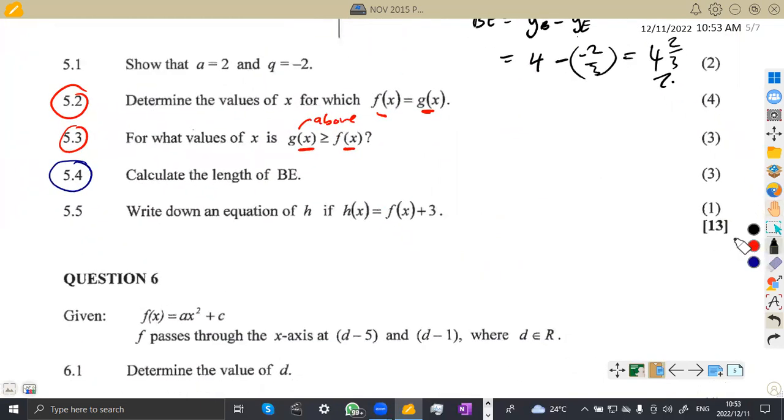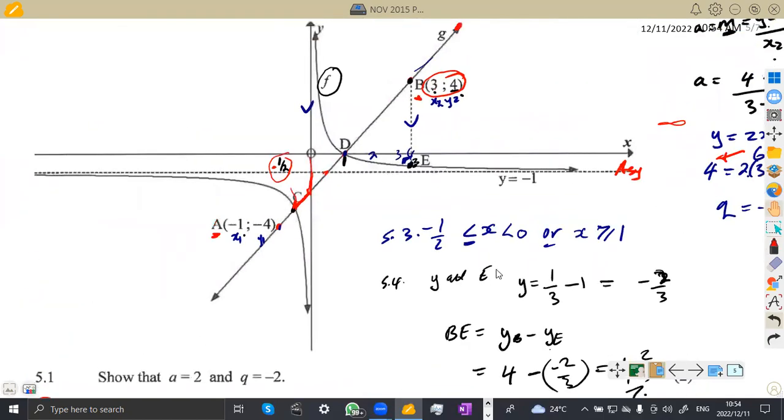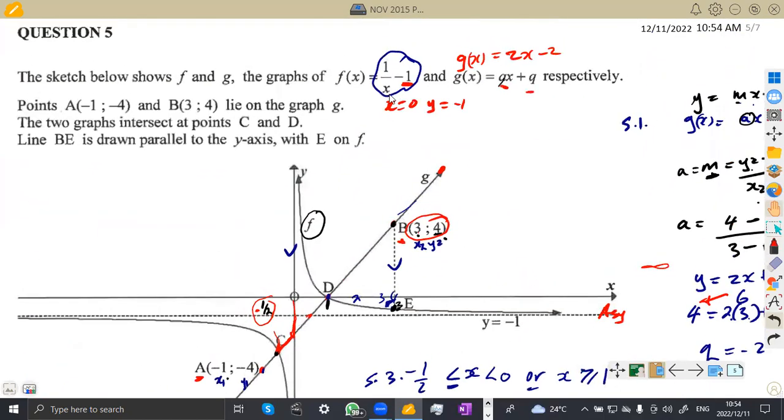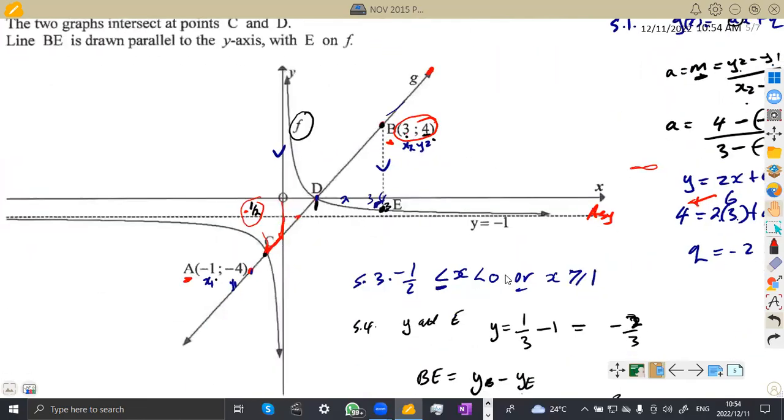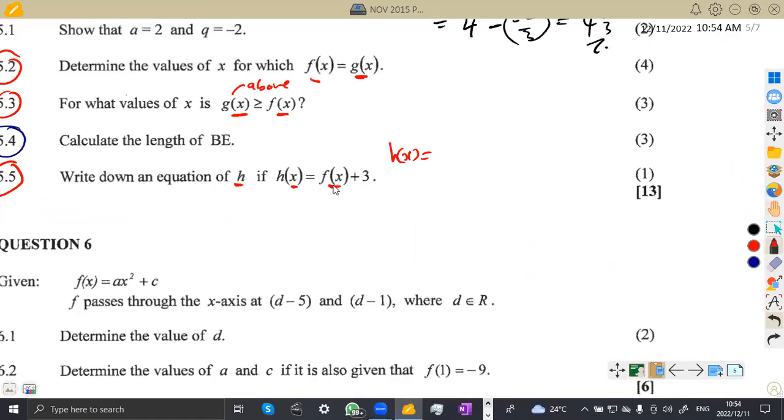On 5.5, we are now asked to write down the equation of h, where h(x) is equal to, so this one, guys, is just a direct equation. h(x) is equal to f(x) plus 3. So you simply take your f(x), then you add 3. Where is our f(x)? This is our f(x), which is 1 over x minus 1. So it's 1 over x minus 1, but we are supposed to add a 3. So the moment we add a 3, that's h(x).